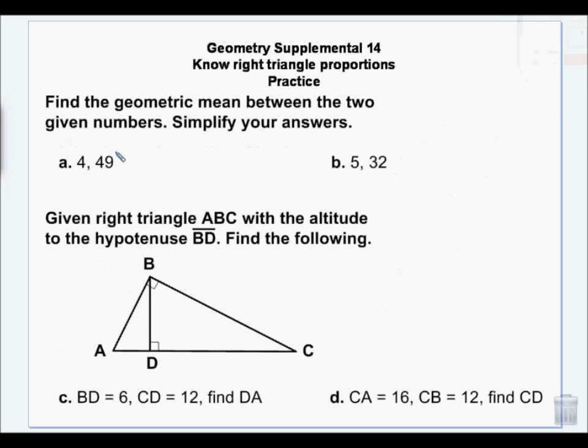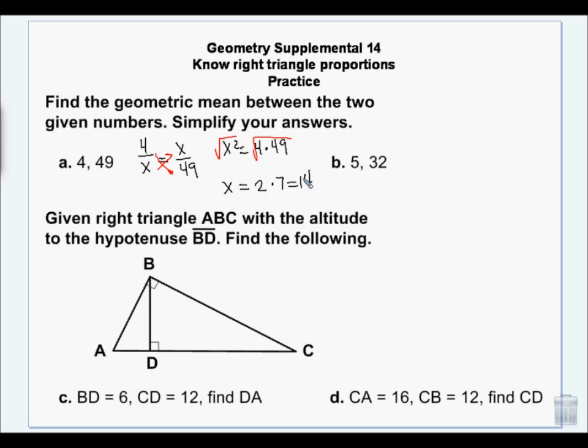Finding the geometric mean between two numbers, we do 4 over x is equal to x over 49. Now I'm going to show you a trick. See how this is a perfect square? And this is a perfect square? Don't actually multiply that together. I get x squared is equal to 4 times 49, because when we take the square root of a product, it equals the product of the square roots. So x is equal to, the square root of 4 is 2, the square root of 49 is 7.